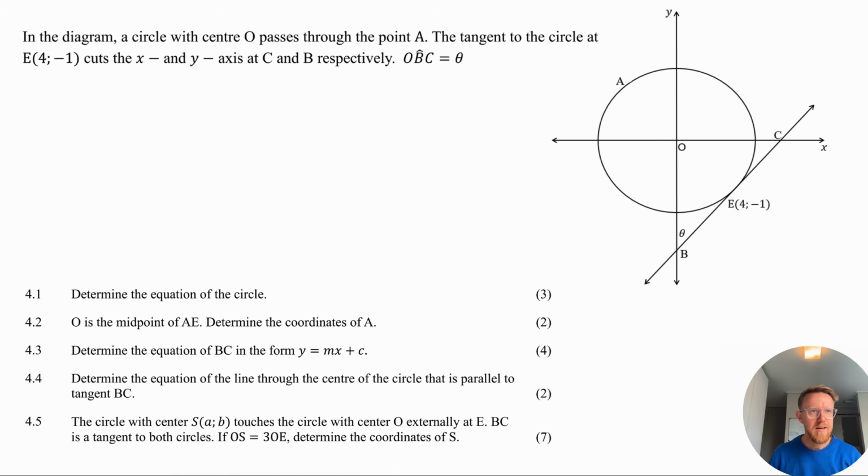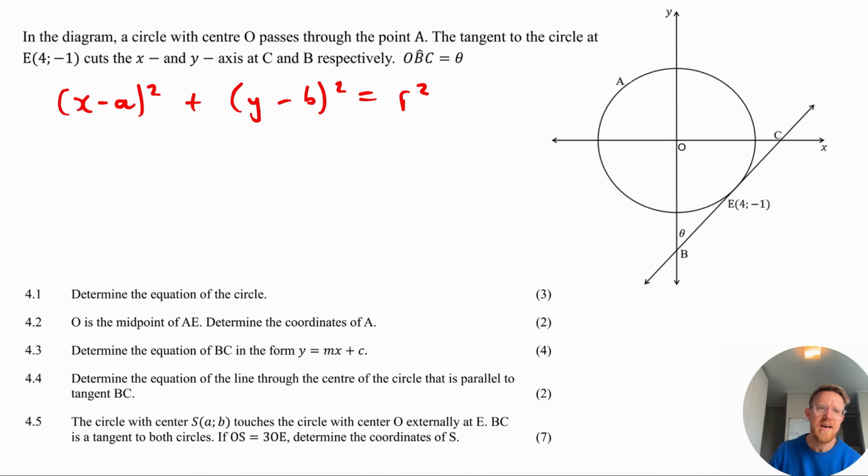36.87 degrees. In the diagram, a circle with center O passes through the point A. The tangent to the circle at E cuts the x and y axes at C and B respectively, and then they tell us that that angle is that. First question, determine the equation of the circle. So we know that a circle equation is (x minus a) squared plus (y minus b) squared equals r squared. And so your a and your b are the center of your circle. So this center is at 0 and 0, so you could just fill in 0 and 0. And that's actually just going to become x squared plus y squared equals r squared.